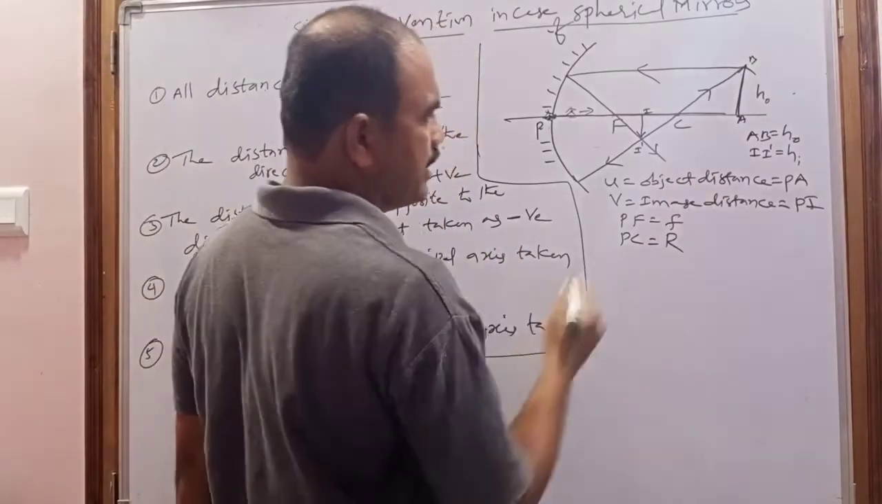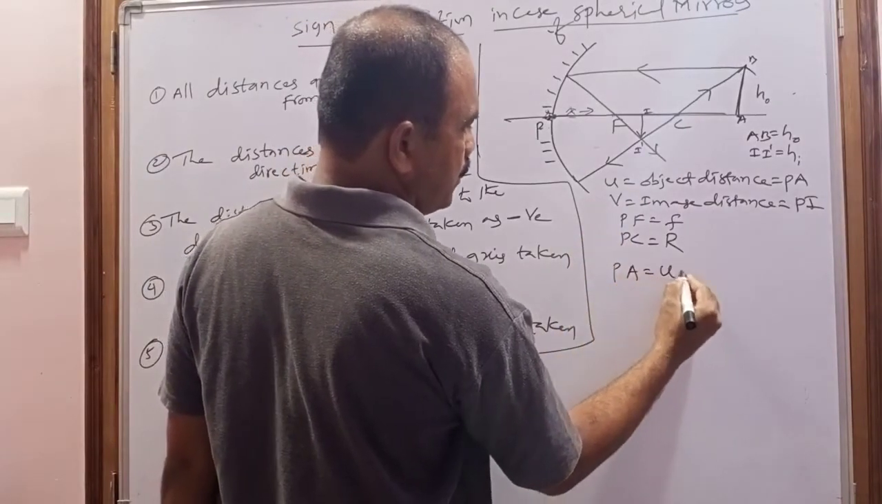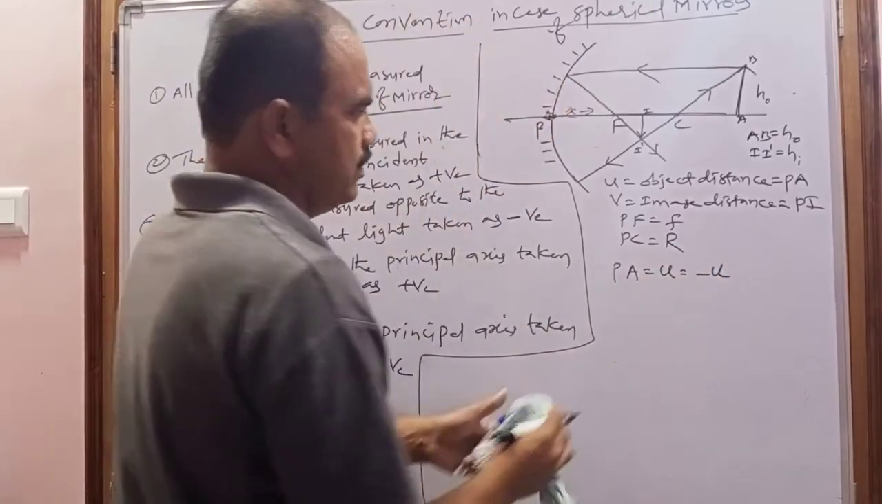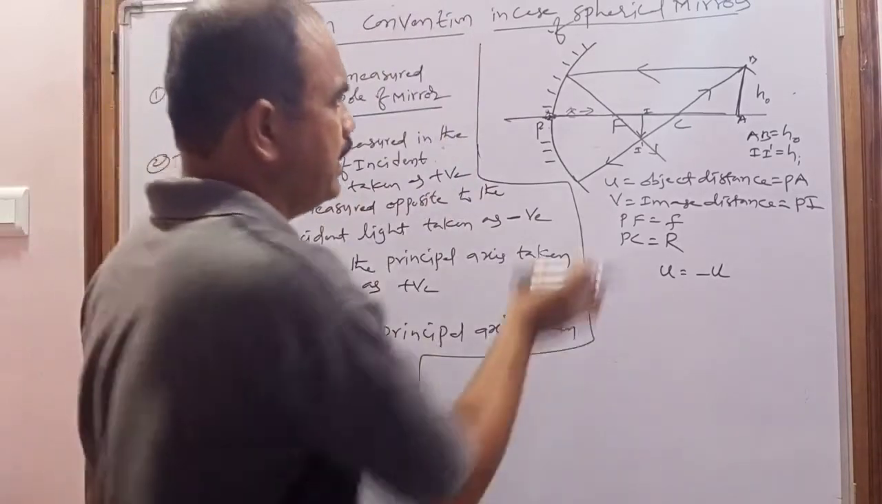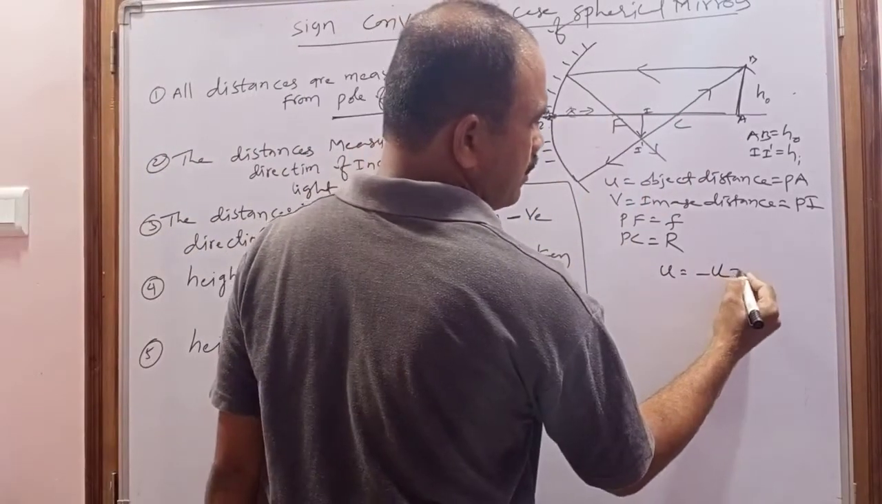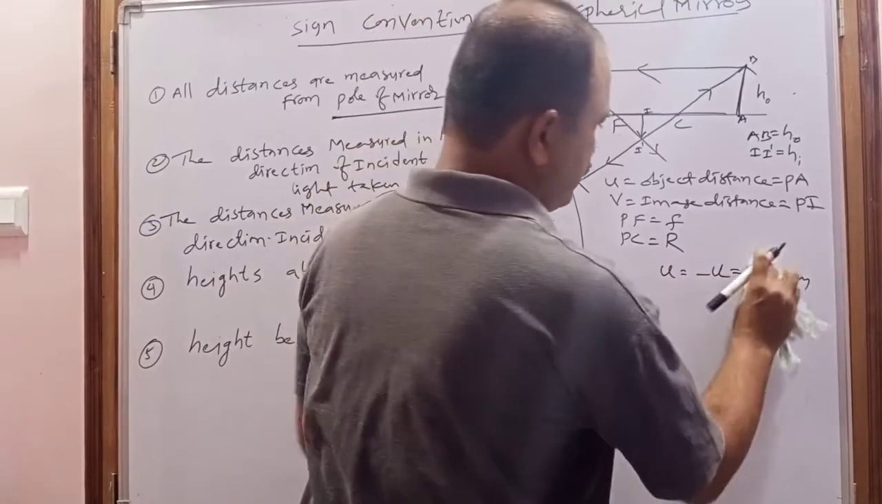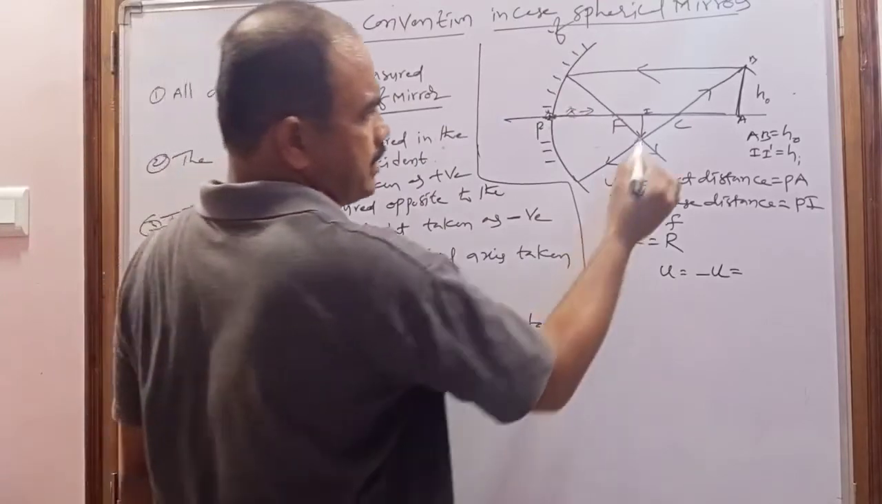So in this case, the PA, or u, is nothing but minus. That's why you write it as minus u. The object distance is negative. For example, if it is 20 centimeter, you have to write minus 20 centimeter, not plus 20.